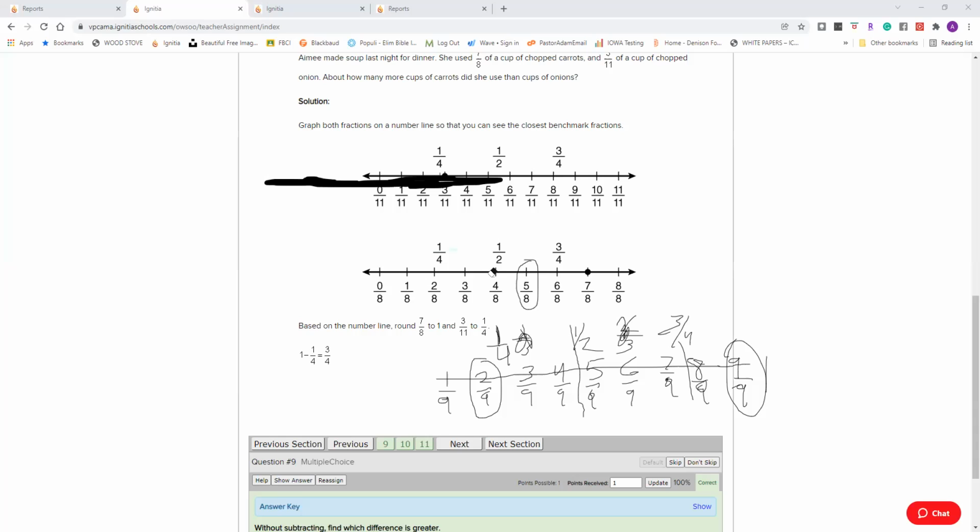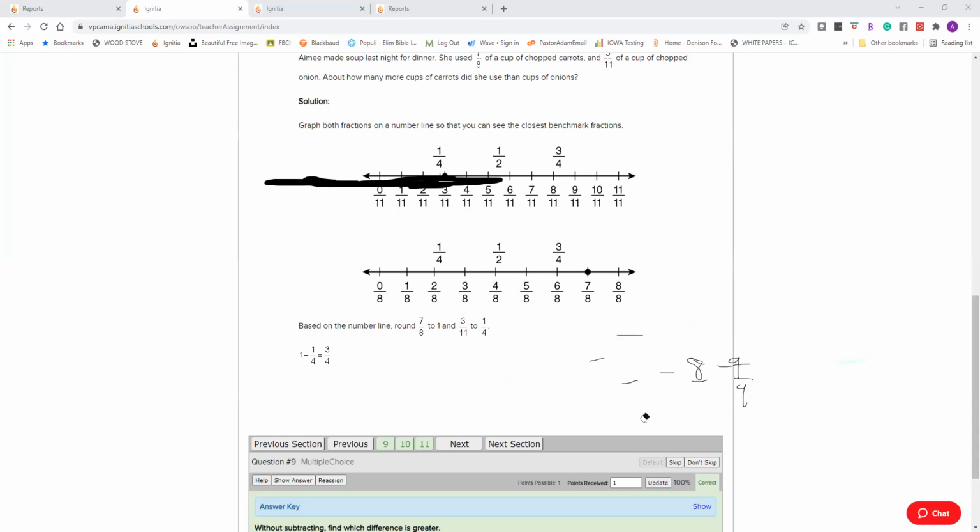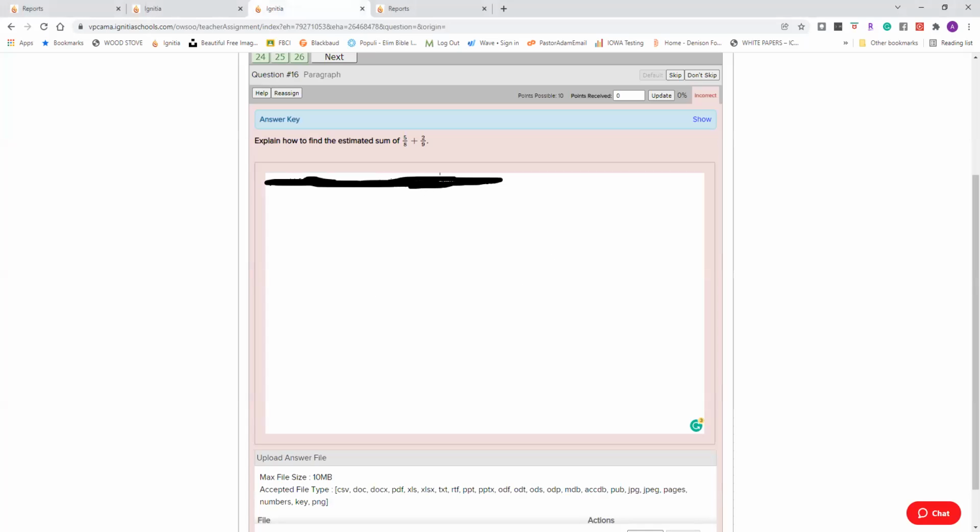So let's erase some of this because it's going to get confusing when we go back. We've already determined that 5/8 is closer to what now? A half, right? So we've got a half. And our 2/9 we determined is going to be closer to what? A quarter. Apologies, it's going to be closer to a quarter.